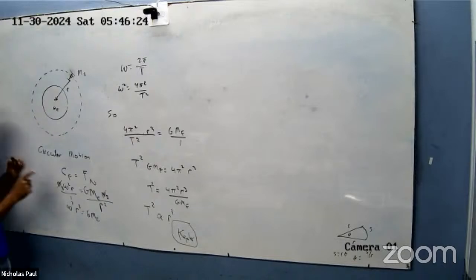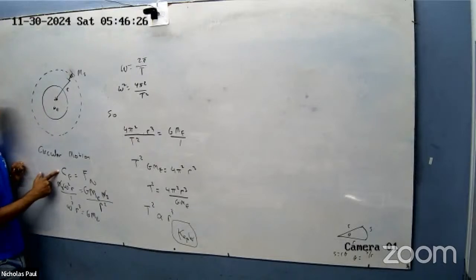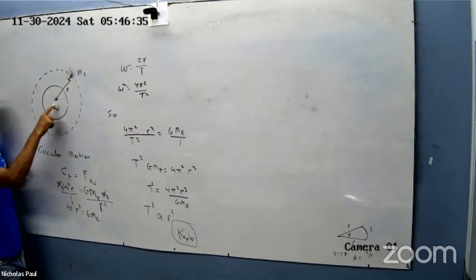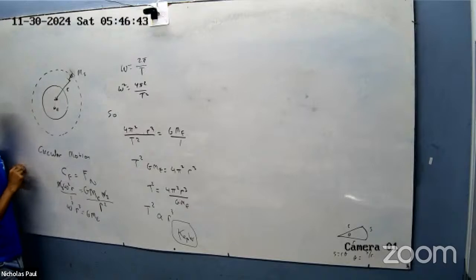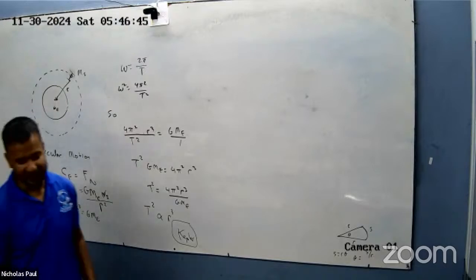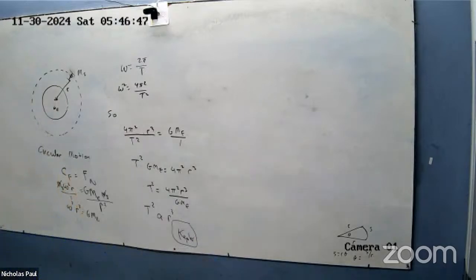So remember, Kepler basically said that the centripetal force provided for this orbital motion is equal to the what? Force of attraction between the satellite and the Earth. All right. Copy that down now.